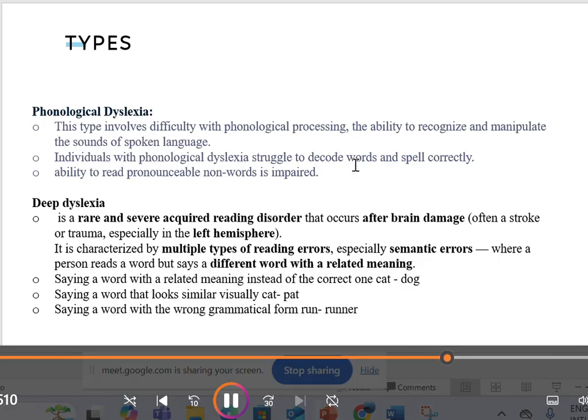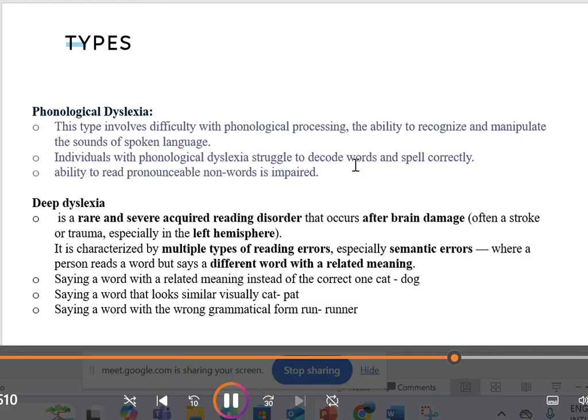So, deep dyslexia is a rare, severe, acquired reading disorder that occurs after brain damage. That is, after a stroke or sometimes a trauma, there is some brain damage, especially in the left hemisphere. This results in deep dyslexia. The person is characterized by multiple types of reading errors. The semantic errors, especially different words with related meaning. It is like cat and dog. The person is not able to perceive the semantic differences.